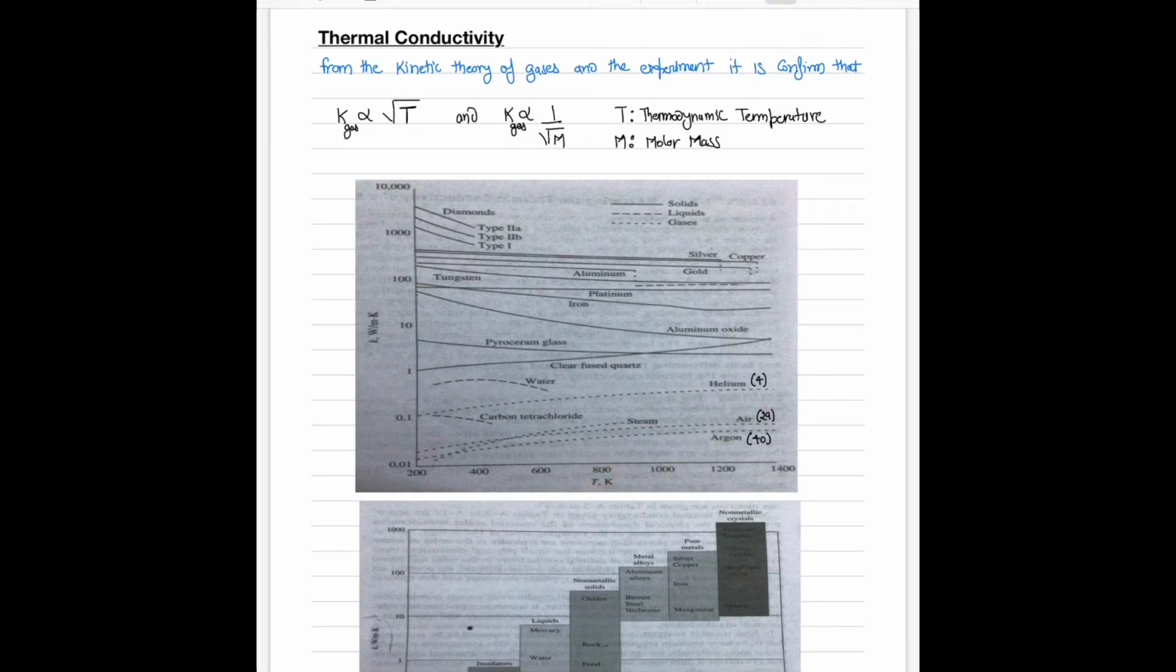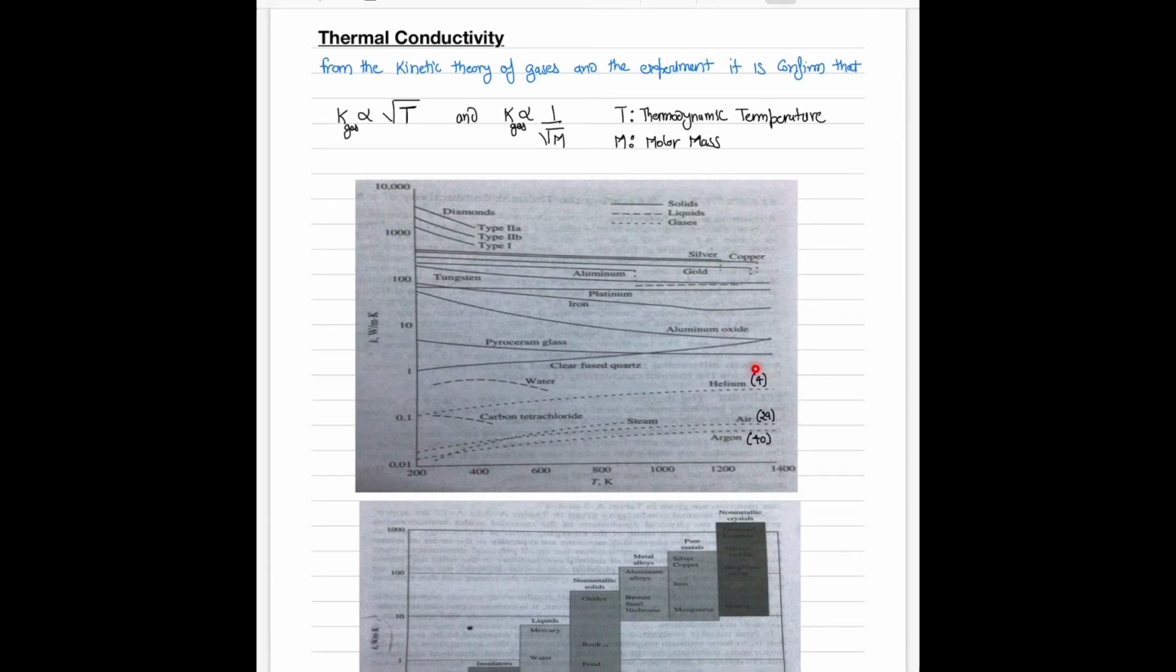Let's first observe the thermal conductivity of gases such as helium, air and argon with temperature. It is clearly shown in this figure that the thermal conductivity of the gases increases with the increase of temperature, and this is what is given by the kinetic theory of gases also, and it is inversely proportional to the molecular weight.